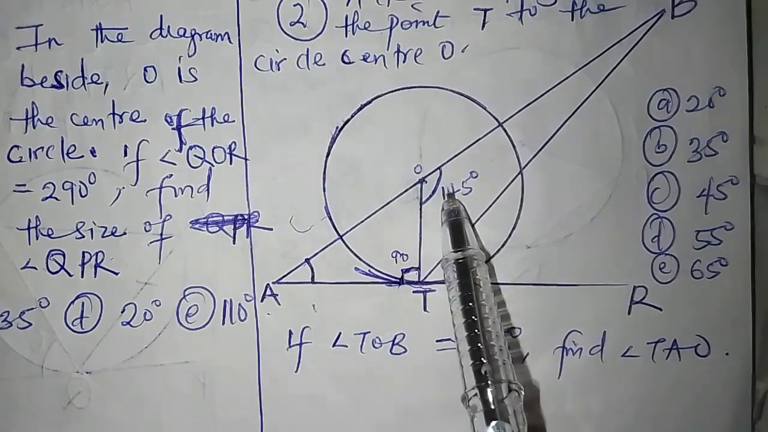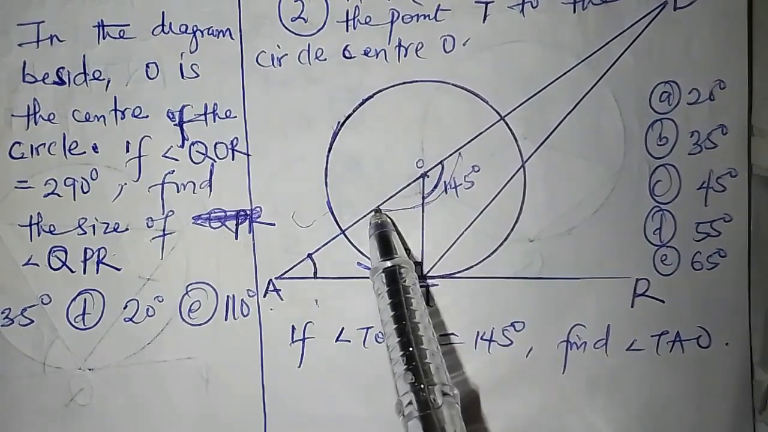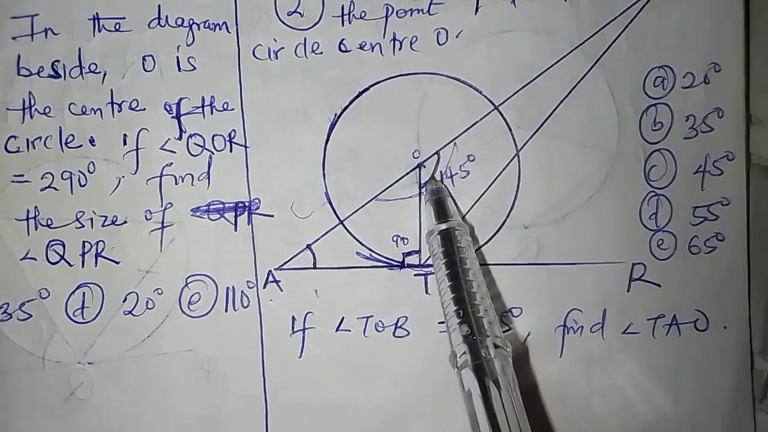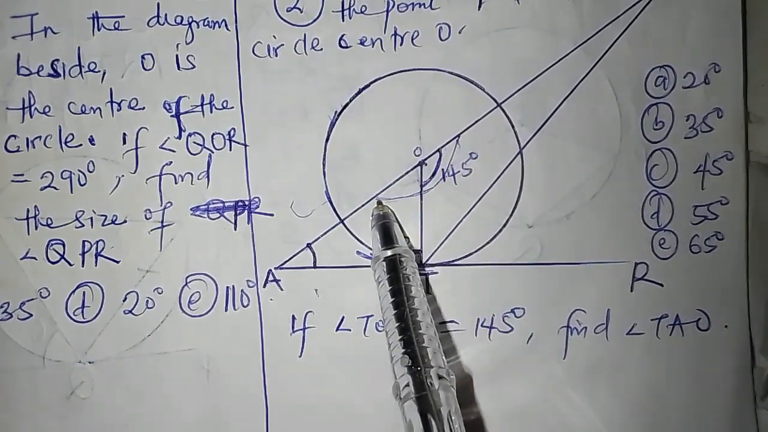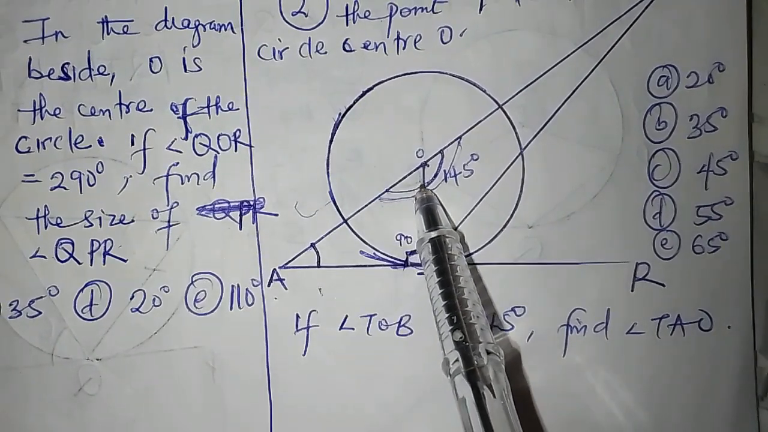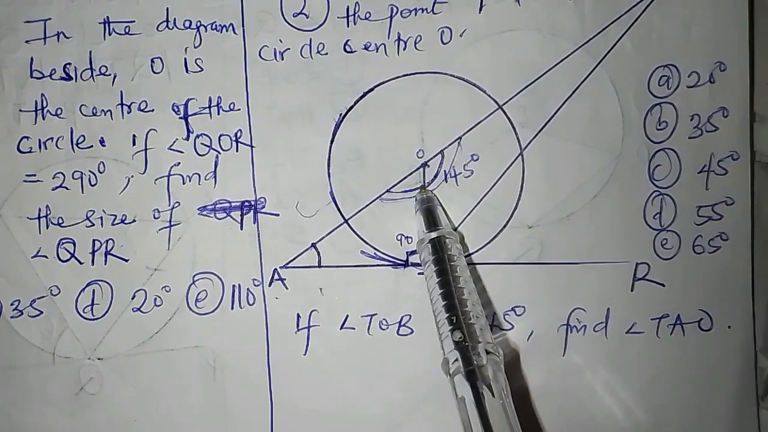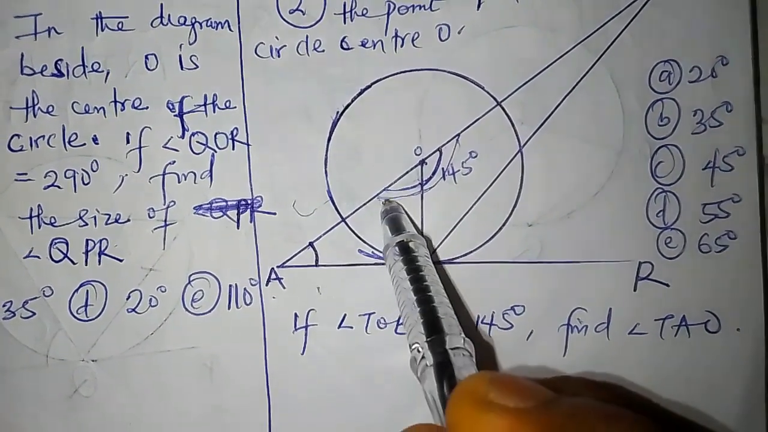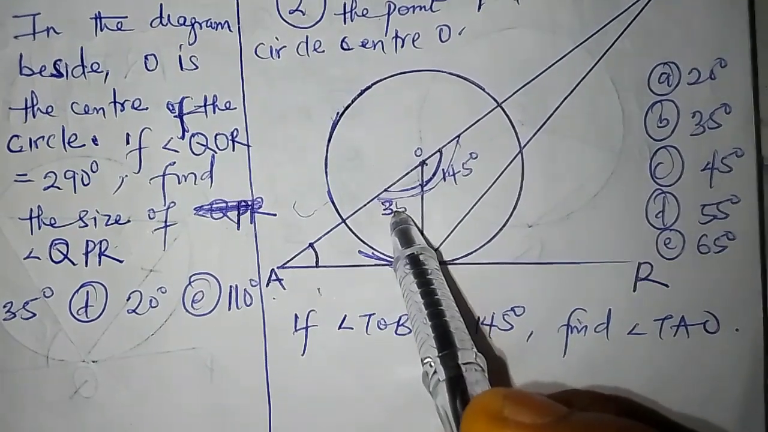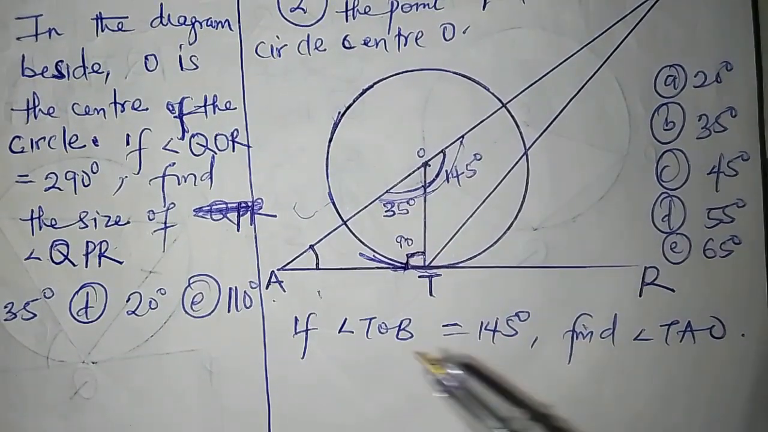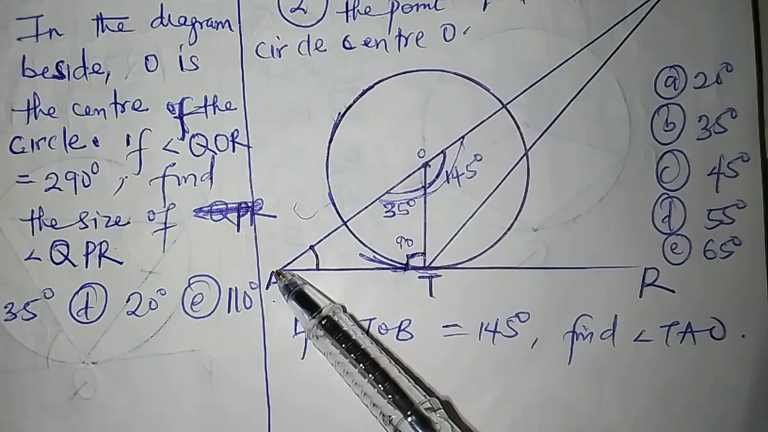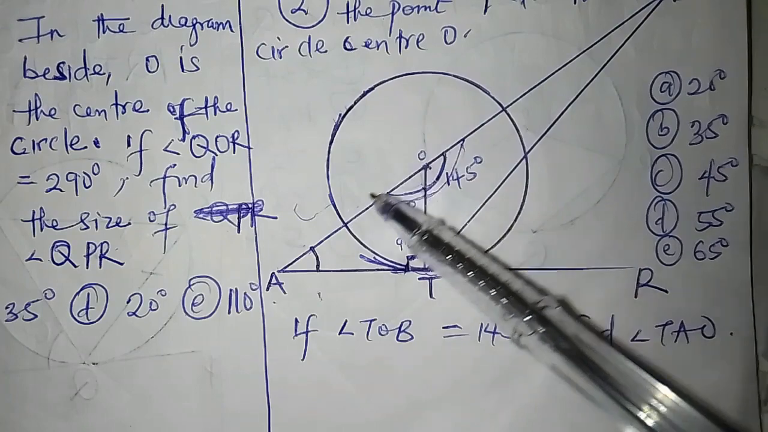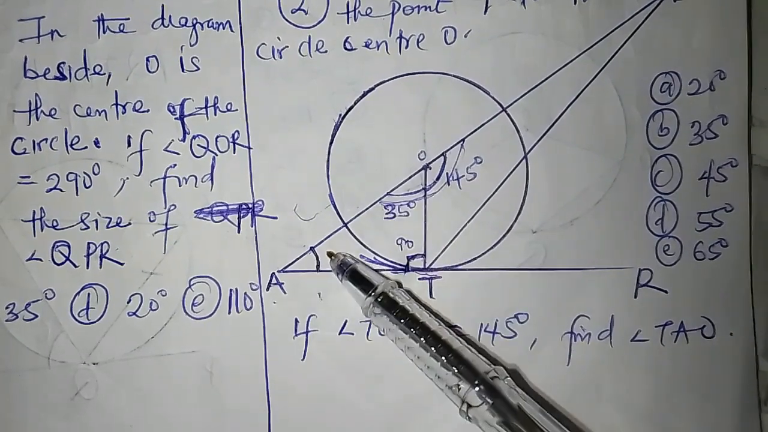Now, what would this 145 help us to do? The sum of angles on a straight line is equal to 180. So if here is 145 and everything here is 180, it means that the one that is here only is 180 minus 145, which is 35 degrees. So here is 35 degrees. Alright, can you see that this is a triangle? Triangle ATO, that's this one you can see here. I have two angles. I'm looking for one.